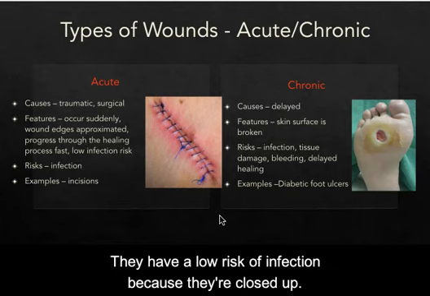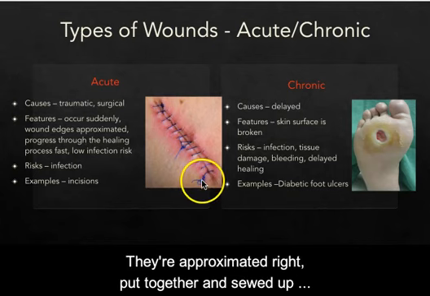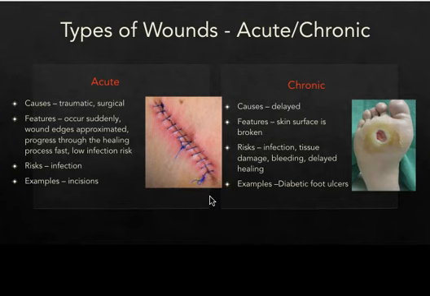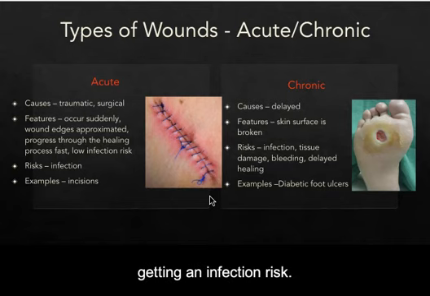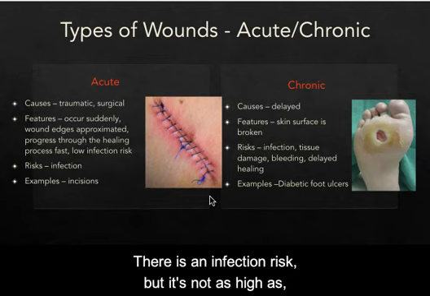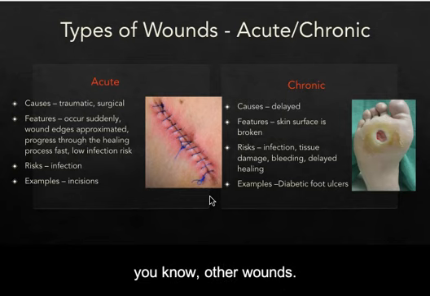They have a low risk of infection because they're closed up. They're approximated, right? Put together and sewed up or stapled together. So they actually have less chance of getting an infection. There is an infection risk, but it's not as high as other wounds.